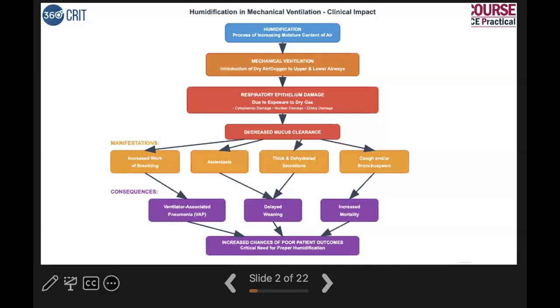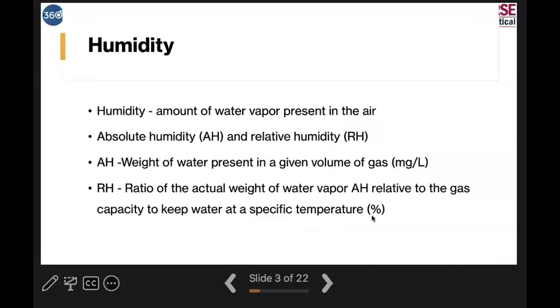So humidity is nothing but moisture content. When you put the patient on a mechanical ventilator, it is going to give a dry environment, which is going to damage the mucosa and cilia, which is going to cause dry, thick secretions, which have their own complications and eventually poor outcome. Before understanding the types of humidifiers, we'll understand the basic definitions of humidity. I'll try to put it in simple words so that you can understand. But first, let us see the actual definition, and then we'll go to the simpler definition.